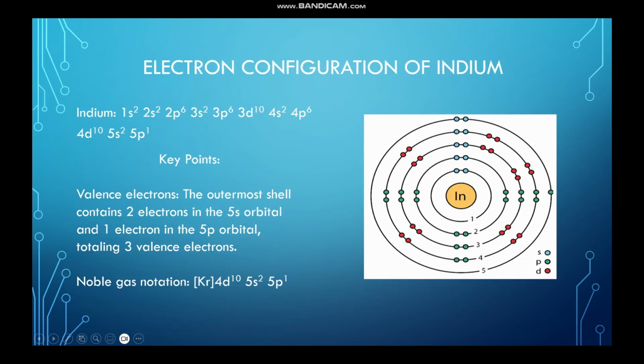Next we have the electron configuration of indium, and it's pretty long, so we can shorten this with our noble gas notation right here. And then we can take away from that, we have two electrons in the 5s orbital, one in the 5p orbital, totaling 3 valence electrons. If you look in this chart here, there's 3 in the outermost shell.